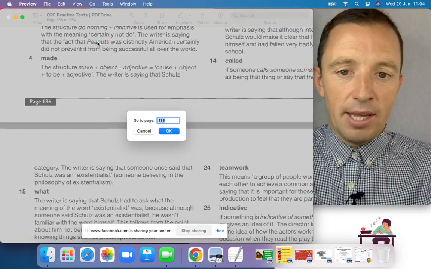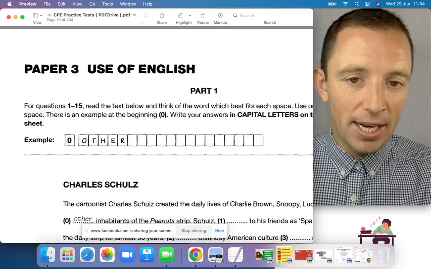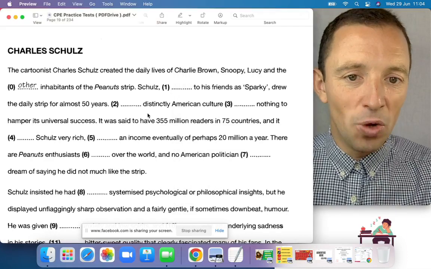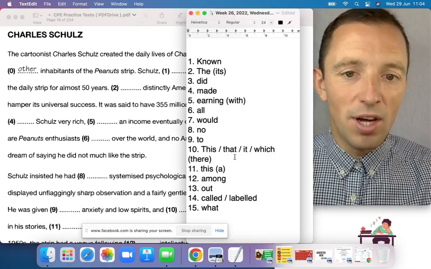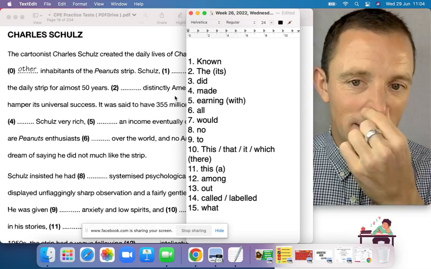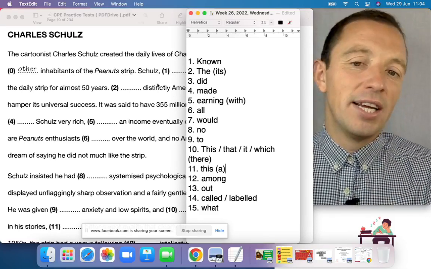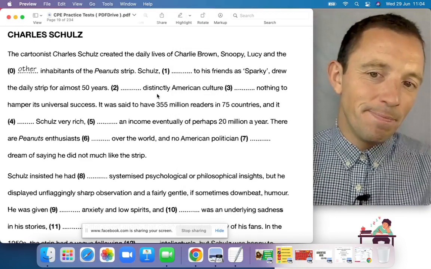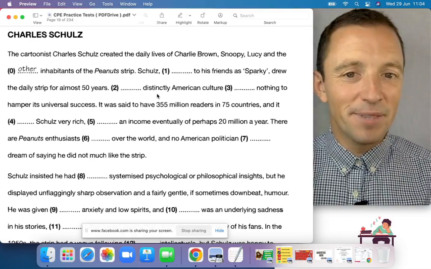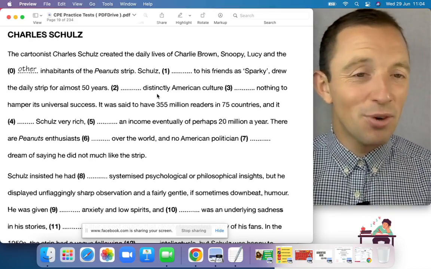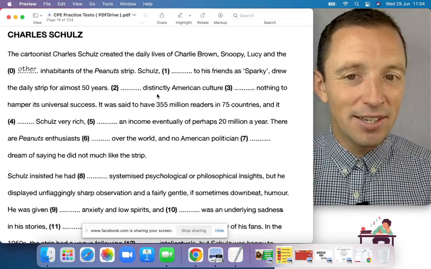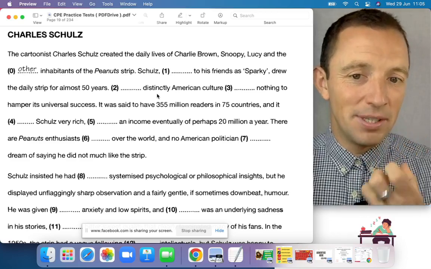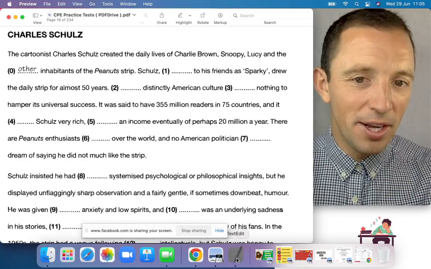And let me just find this page here. And again, we have Charles Schulz. So let's read with the options again. Number one is known to his friend as. Number two is it's distinctively. Okay. So number two is it's, possessive adjective. Very, very similar. Okay. But it's wrong. My answer is wrong, but I'm not far from the answer. So it's the possession, the culture, the distinctively American culture is the possession of the book, of the comic.